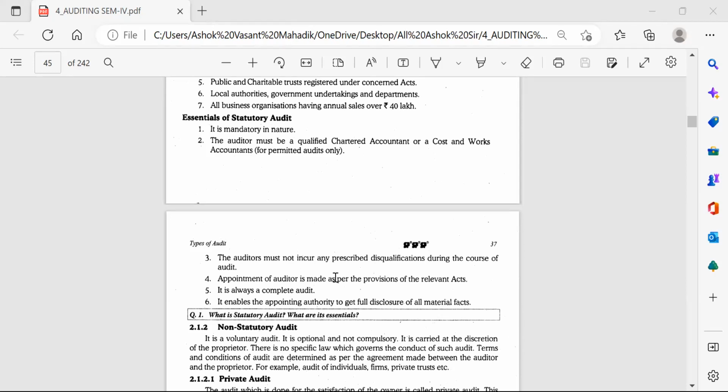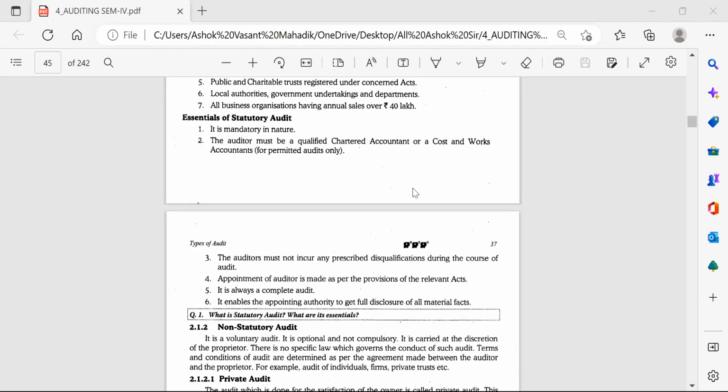Next, appointment of auditor is made as per the provisions of the relevant act. This is essential. It is always a complete audit. Now this we will cover later on, because what is complete audit? This was under scope, complete and partial audit. Complete audit means everything is to be audited, and partial audit means you can cut short the audit. But in case of statutory audit, it has to be a complete audit. You can't skip anything. The auditor will be responsible if anything is unearthed or found out later on. So it has to be a complete audit.